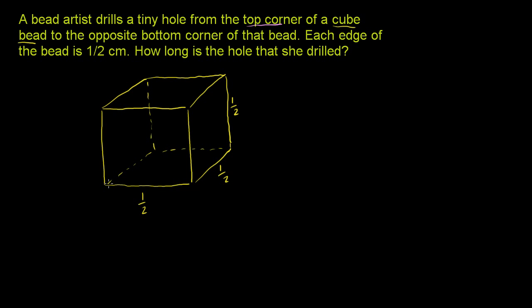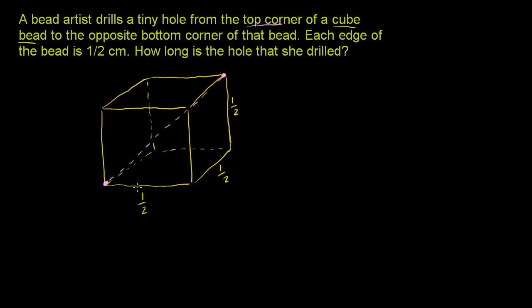So I think they're talking about the longest diagonal that can fit in the cube, going from the back right top corner over here to the front left bottom corner right over there. That's the longest diagonal it could fit. So let me draw that. It would look something like this. This is the distance in question. How long is the hole that she drilled? That is the distance that we have to figure out.